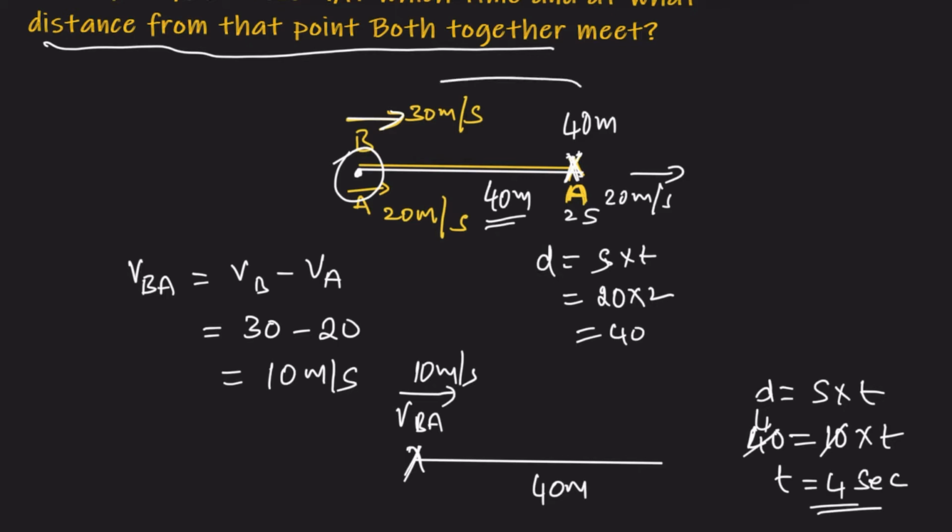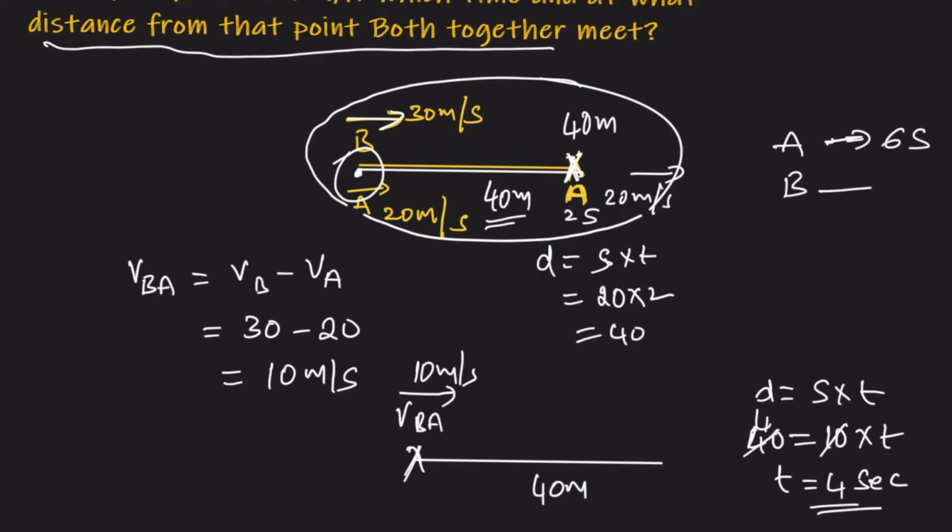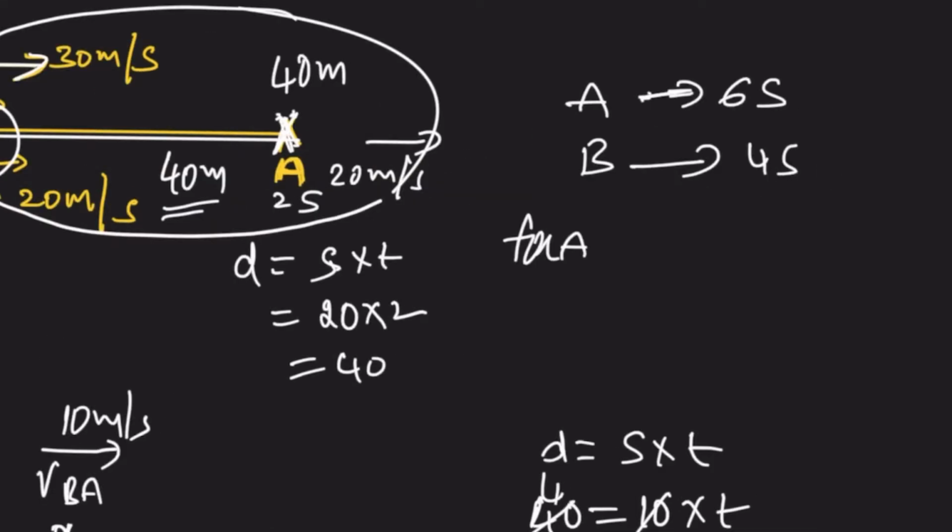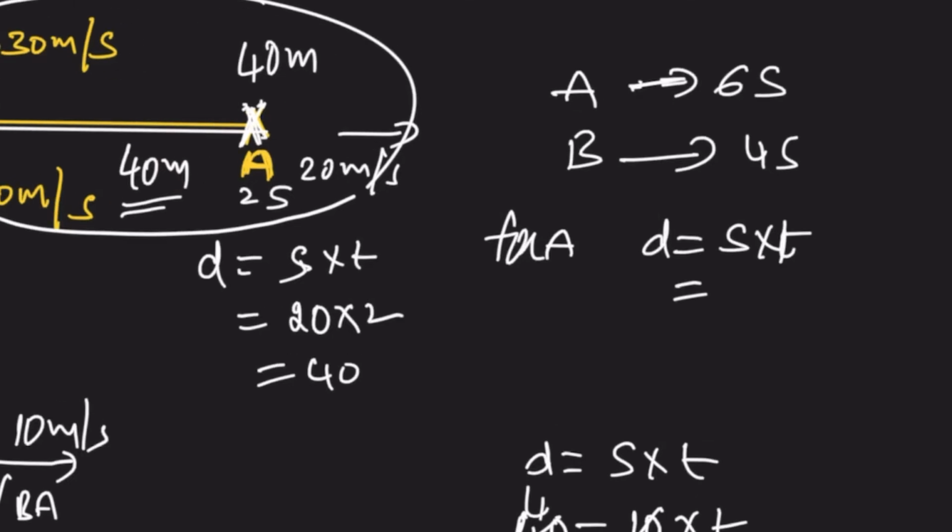This situation is taken after 2 seconds. After 2 seconds B is ready to start the journey, but A has already traveled 2 seconds. So the total time for A is 4 plus 2, that is 6 seconds. B takes 4 seconds to meet A. For A, how much distance is covered in 6 seconds? Distance is equal to speed into time, 20 into 6, so we get 120 meters. At a distance of 120 meters, both A and B meet.